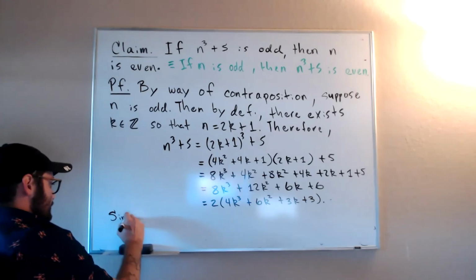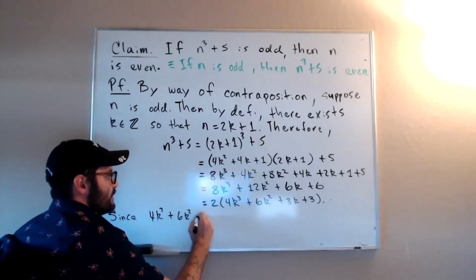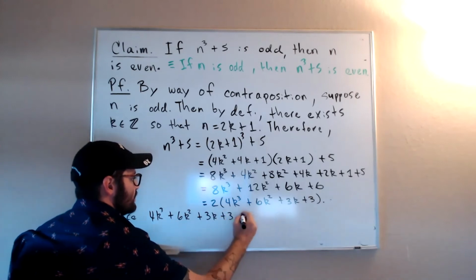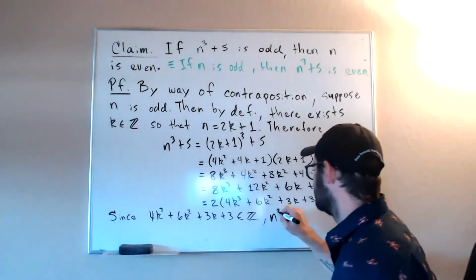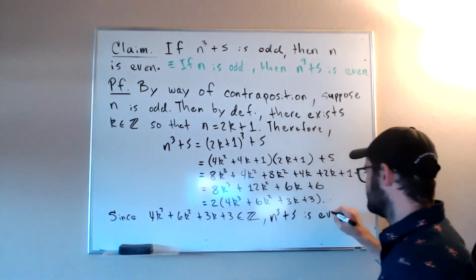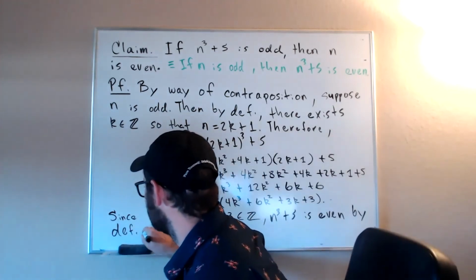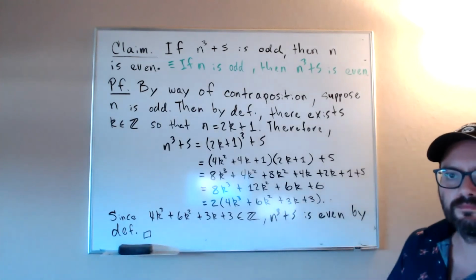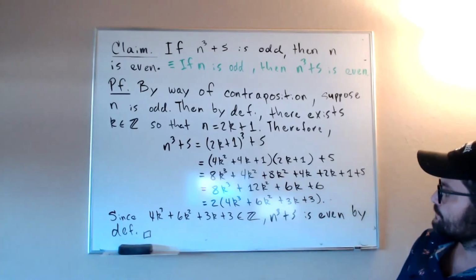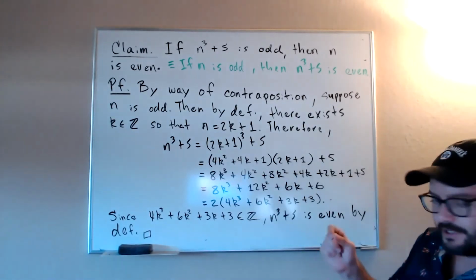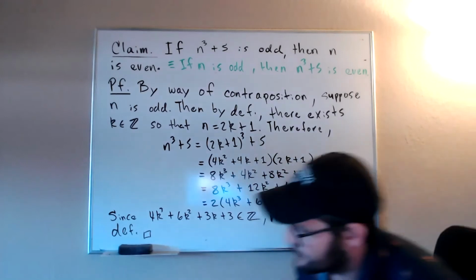So since 4k cubed plus 6k squared plus 3k plus 3 is an integer, n cubed plus 5 is even by definition. And then again. Okay. So that required a bit of algebra, but provided you have scratch work and you're working out the algebraic parts on the side, you should be able to fit all this together. Yeah, this proves the contrapositive claim, and we're done.